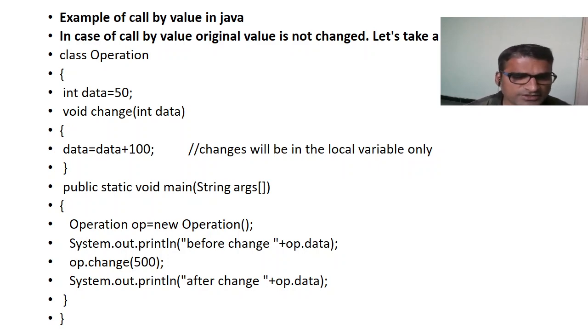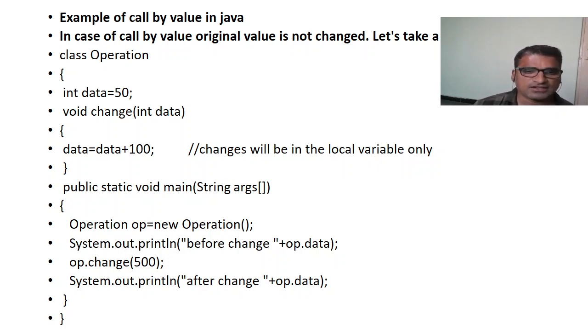After that, I'm going to define the main function. Then, in order to create an instance object, I need to use a class name, operation op. op is an instance object of the operation class followed by the new keyword. Whenever we use the new keyword, it is going to create an instance object for the class name. Then I'm going to call System.out.println, which is the output statement in Java programming language, with before change op.data.